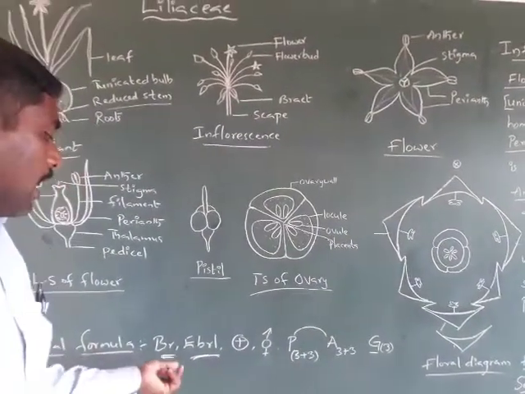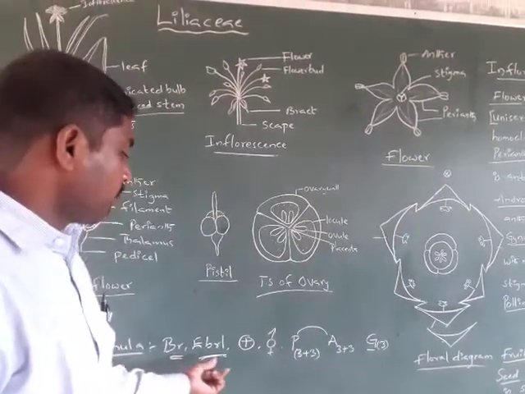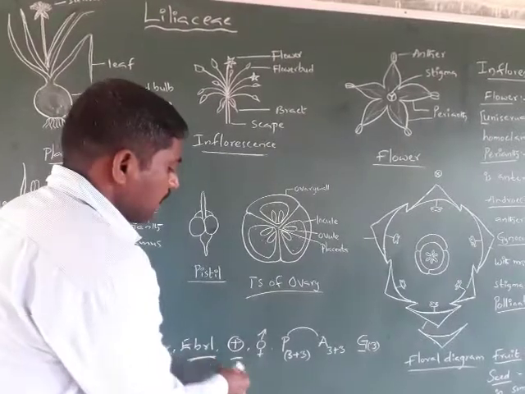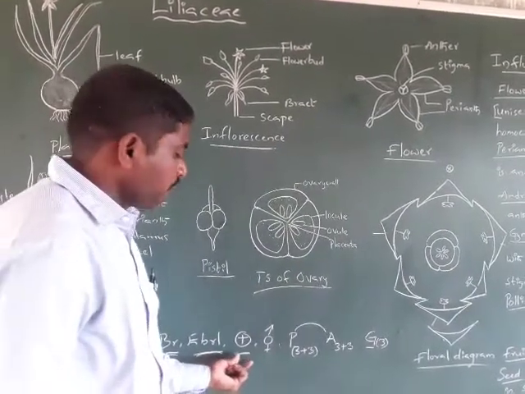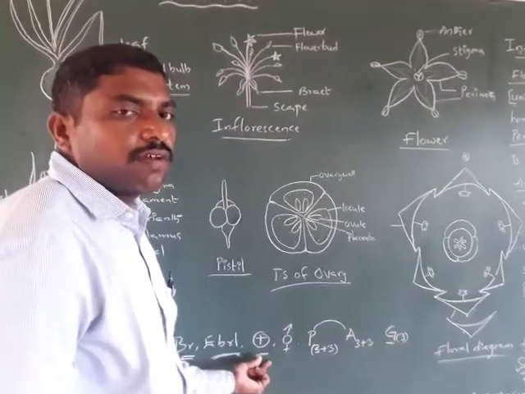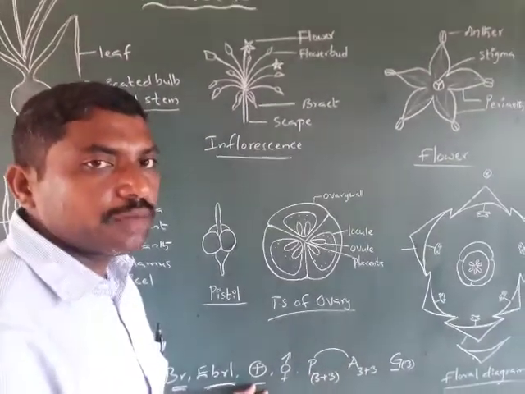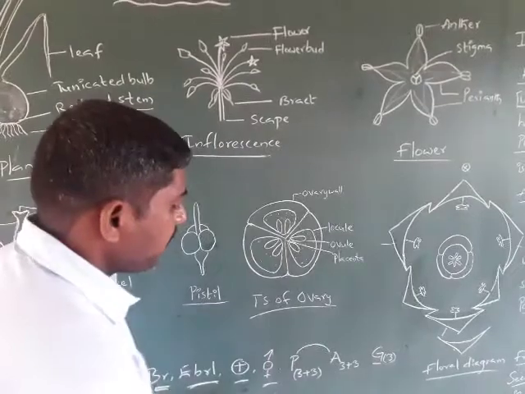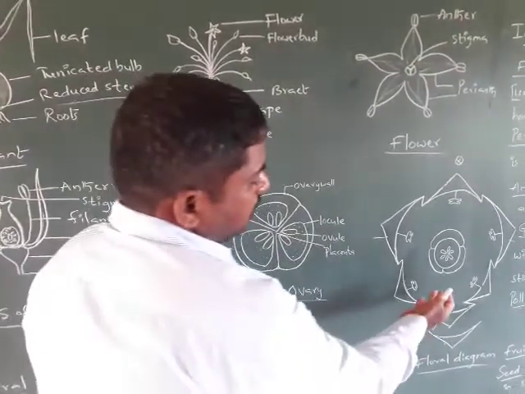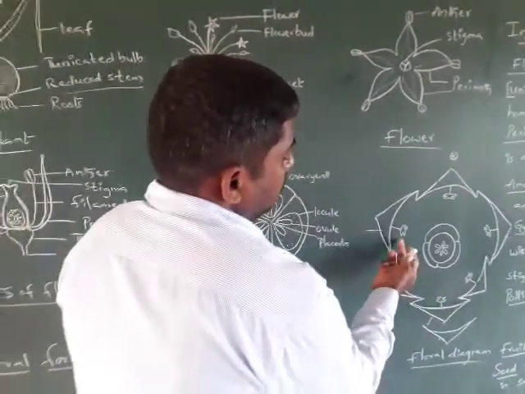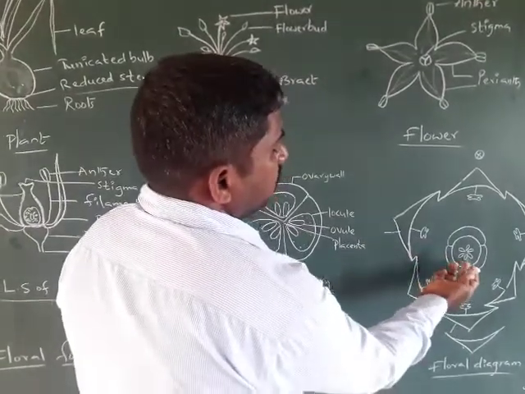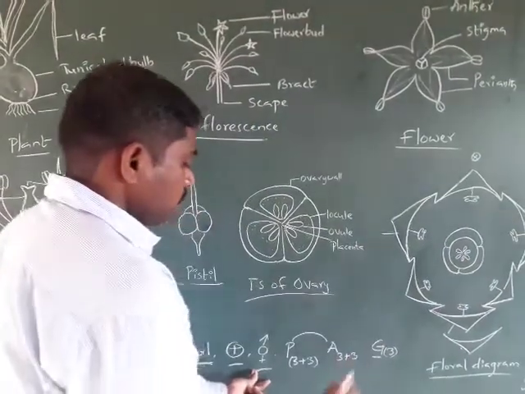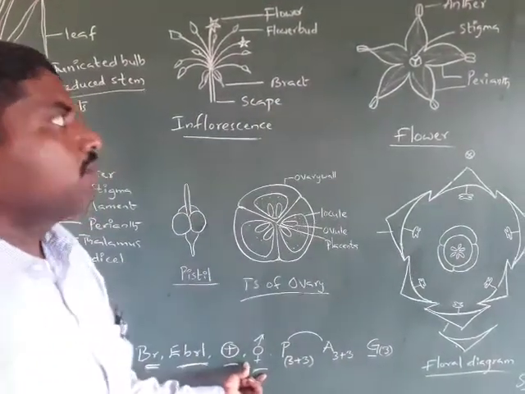Absence of the bracteoles. And here the flower is the actinomorphic flower. Actinomorphic, which means the flower is divided into two equal halves by any vertical plane. And here it is the bisexual flower. So androecium is there, stamens are there, and ovary is there. So it is a bisexual flower.